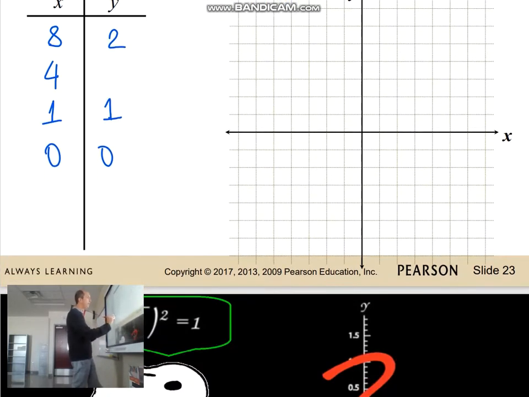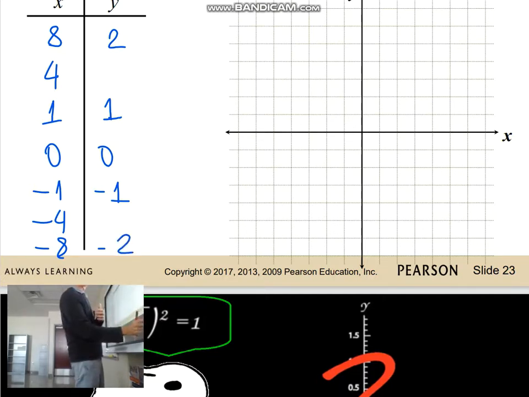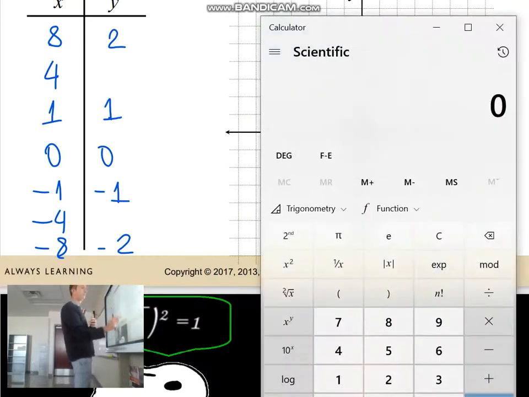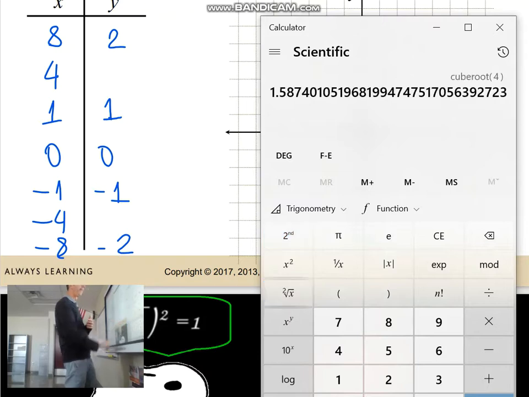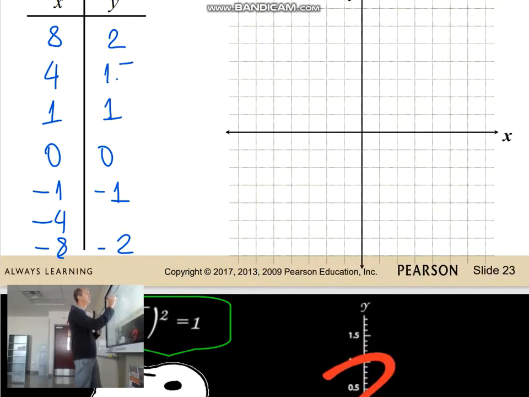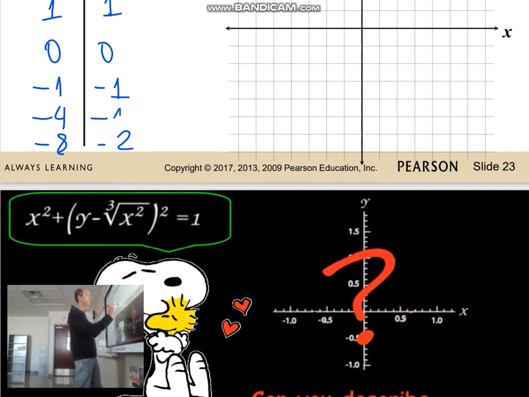If we have negative 1, the cube root of negative 1 is negative 1, and negative 4 we're going to find with the calculator, and negative 8, negative 2. Let me bring here the calculator. For 4, let's say the cube root equals 1.59 approximately. And then we're going to have here negative 1.59.